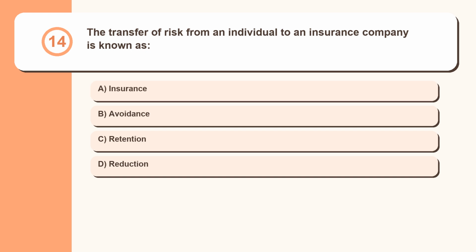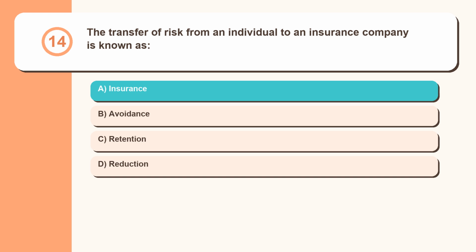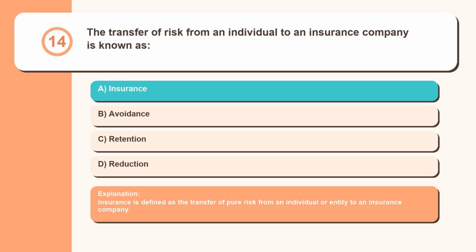Question 14. The transfer of risk from an individual to an insurance company is known as insurance, avoidance, retention, reduction. Insurance is defined as the transfer of pure risk from an individual or entity to an insurance company.